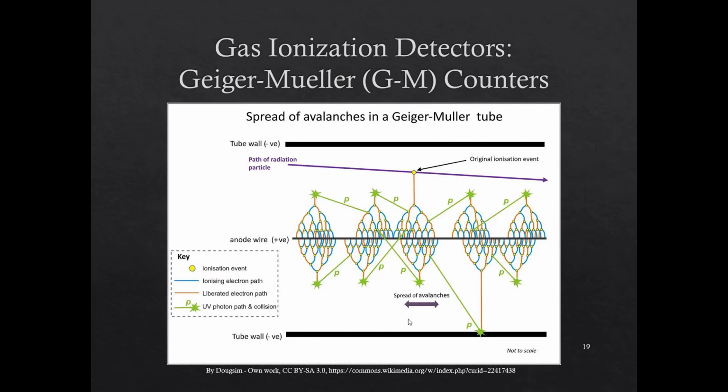So this is a nice schematic taken from Wikipedia of all places, but you have the original ionization event, which is designated here. And this single event is going to cause this crazy amount of avalanches that you see here. It's very sporadic. You'll have UV, you'll have more ionizations, you have all of these different spreads here, and then they'll eventually get to the anode wire and get collected.